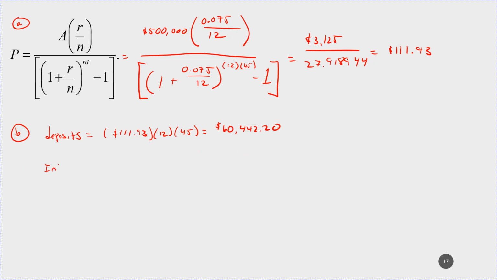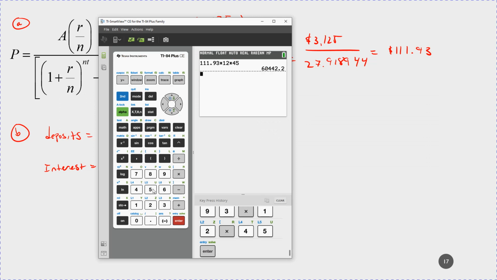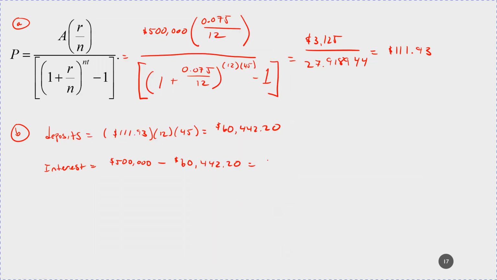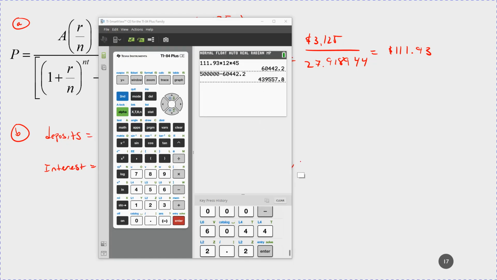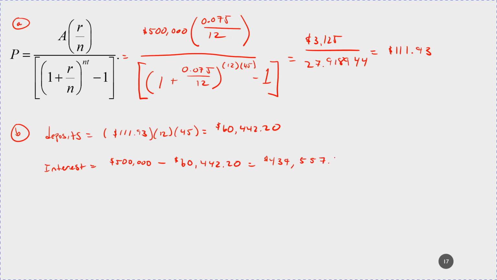So how much did you make in interest here? Well, remember, you're going to have $500,000 minus you only put away $60,442.20. That's why it's important to start saving early and often, because your money could, over a long period of time, grow a lot. Look at how much of that was interest, okay? $439,557.80. The vast majority was interest here.